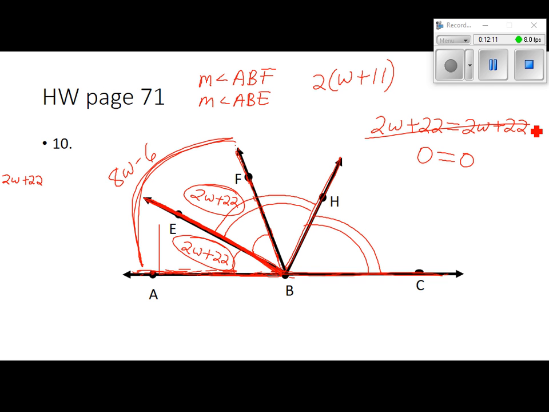So 2W plus 22, then what else? Plus 2W plus 22. 2W plus 22 plus 2W plus 22 equals what? 8W minus 6.